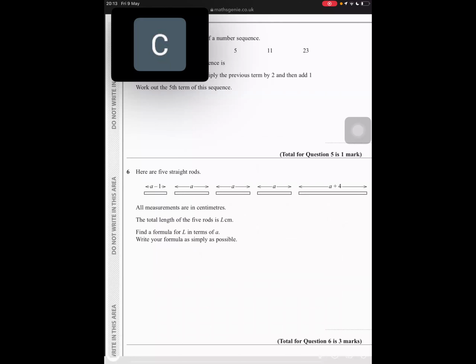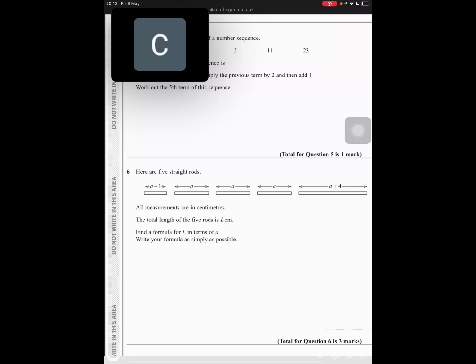It says here are 5 straight rods. All measurements in centimeters. The total length of the 5 rods is L cm. Find the formula for L in terms of A. Write your formula as simply as possible. There is no big deal about this question. You're just collecting like terms. Simple. Formula for L.